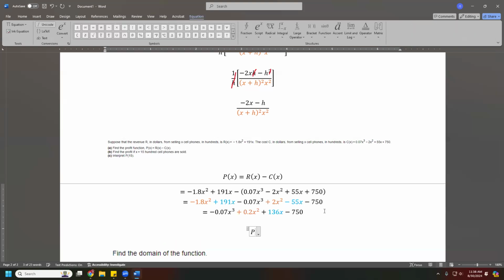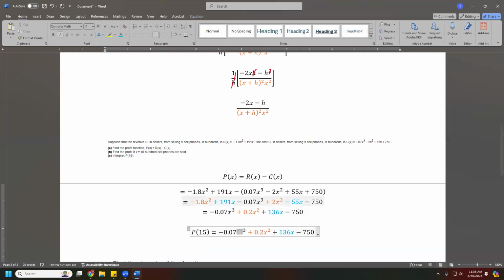Part 2 is just saying, what do you get when you plug in 15 for x? So all you would want to do is take this guy. Everywhere I used to see an x, it should now be 15. Please use a calculator for this. You do not want to calculate this by hand.